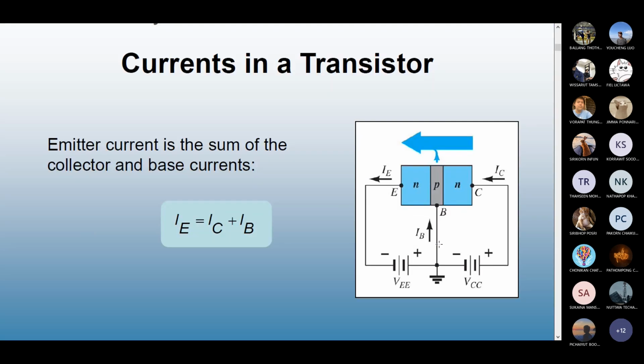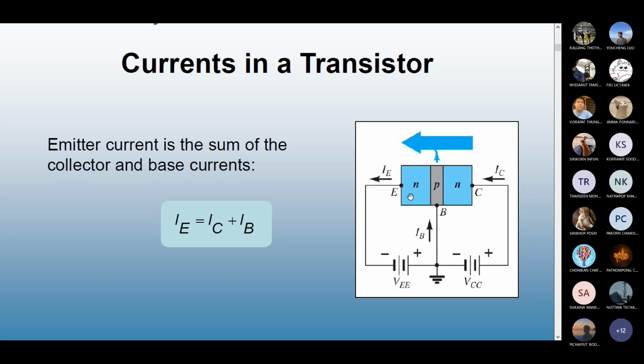Now, look at the NPN type BJT. Can everyone see the slide? Yes. So we just took a different construction. See how the current direction changes. Now everything is going to the left or counterclockwise.